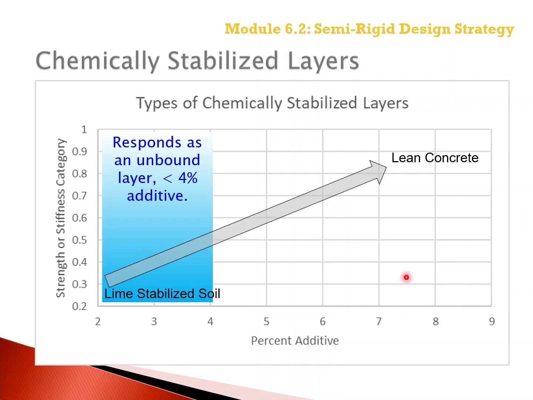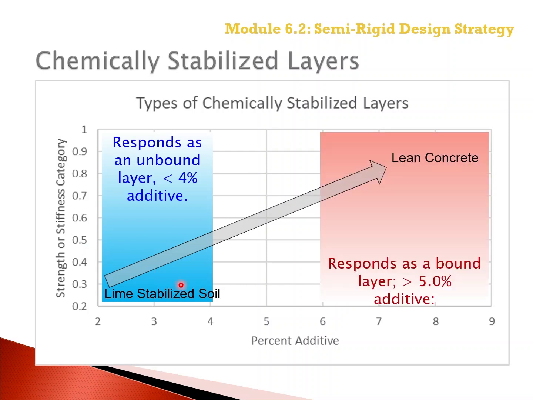As an example, adding a minimum amount of lime to a soil, say a high plasticity soil, will not mean that that layer will be a bound layer that can resist tensile stresses or will have flexural strength. However, if we start adding material like Portland cement above, say, about 5%, then the combined material starts to behave as a bound layer, which does have flexural strength and can resist tensile stresses.